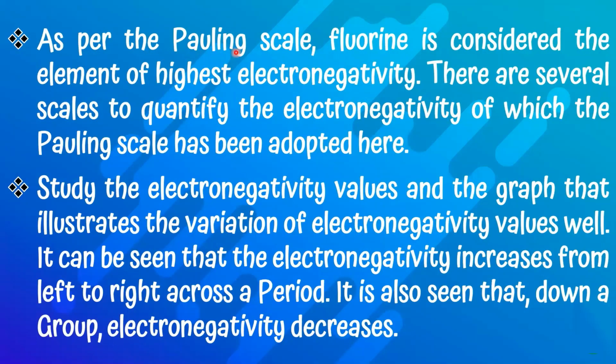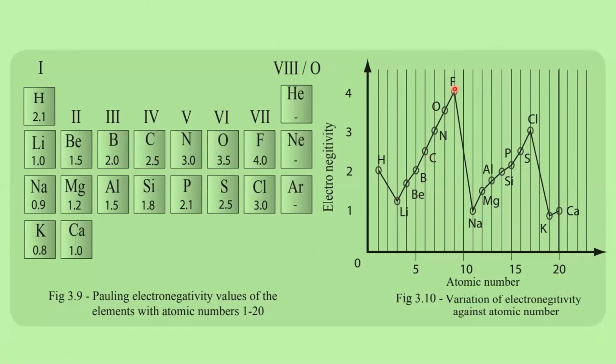As per the Pauling scale, fluorine is considered the element of highest electronegativity. There are several scales to quantify electronegativity, of which the Pauling scale has been adopted here. Study the electronegativity values and the graph that illustrates the variation of electronegativity values well. It can be seen that the electronegativity increases from left to right across the period. It is also seen that down a group, electronegativity decreases. This is the electronegativity graph. So you can see fluorine has the highest electronegativity and chlorine is second highest, and the lowest ones are lithium, sodium, potassium.